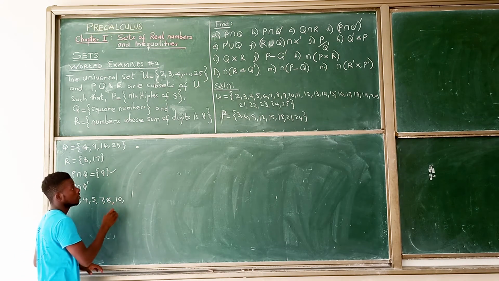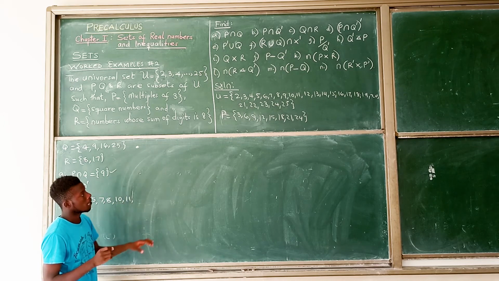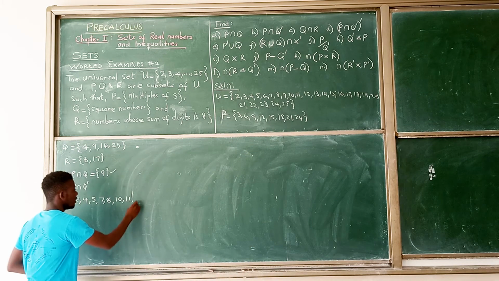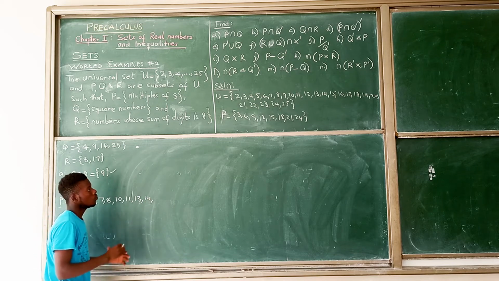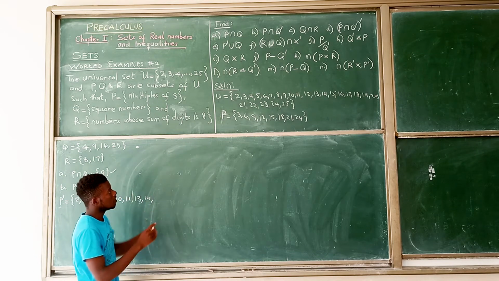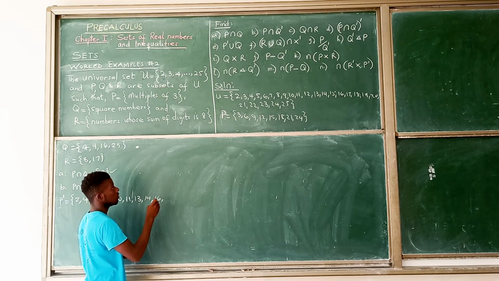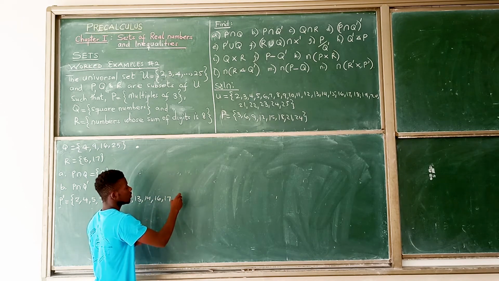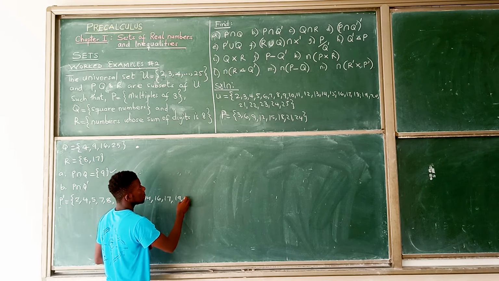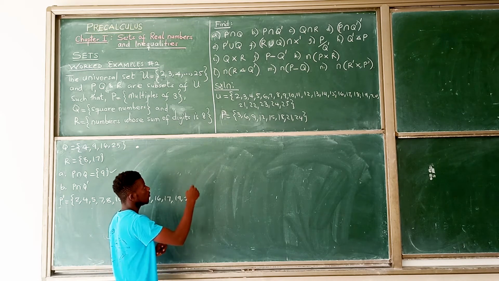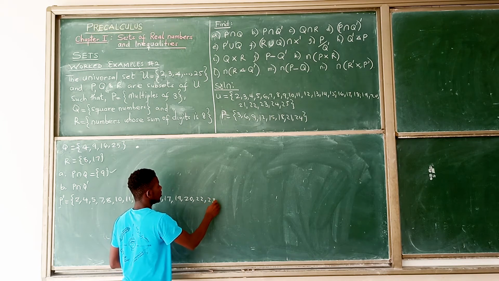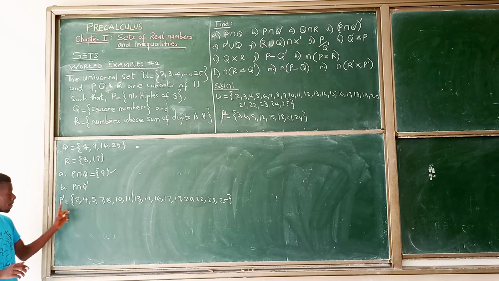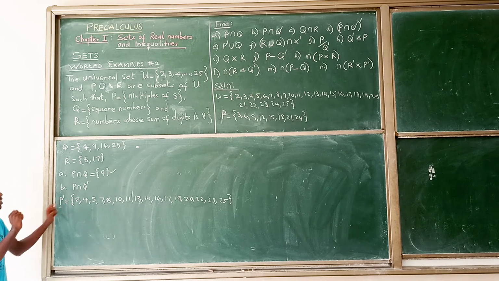10. 11. Seeing 12 in both, 12 is here and 12 is there, so it's not part of the complement. 13, 14, and we just list them. 15 is here and 15 is there, so 16, 17, 18 is in both the universal set and P, so 19, 20, 21 is in both, 22, 23, and 25. So these are the elements of P complement. Elements that are found in the universal set and not in set P.